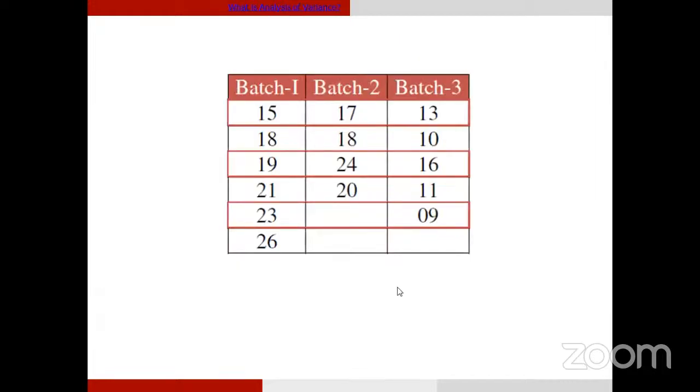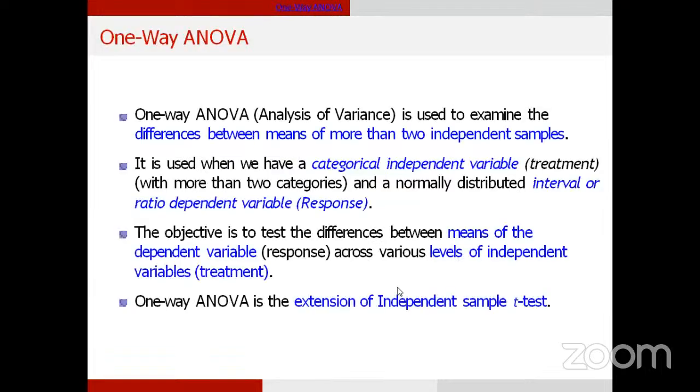So we are going to do the demonstration on this tablet dissolution time between the different batches. We have to say whether a mean difference will be there or not. We are going to tell by using analysis of variance. So we are going to see a one-way ANOVA. One-way ANOVA is used to examine the difference between the means of more than two independent samples. So if you have more than two independent samples, you can go with one-way ANOVA.